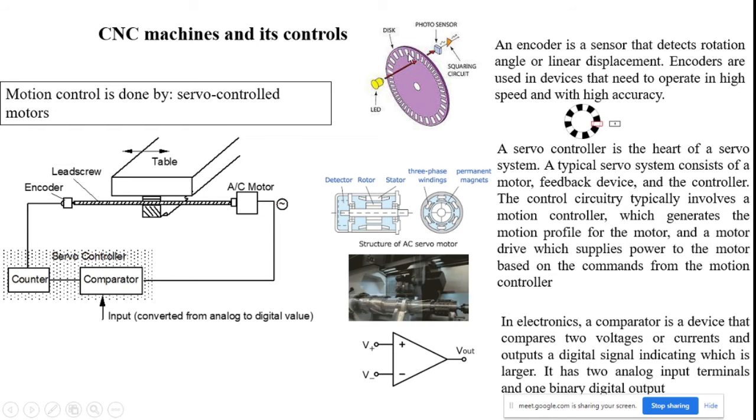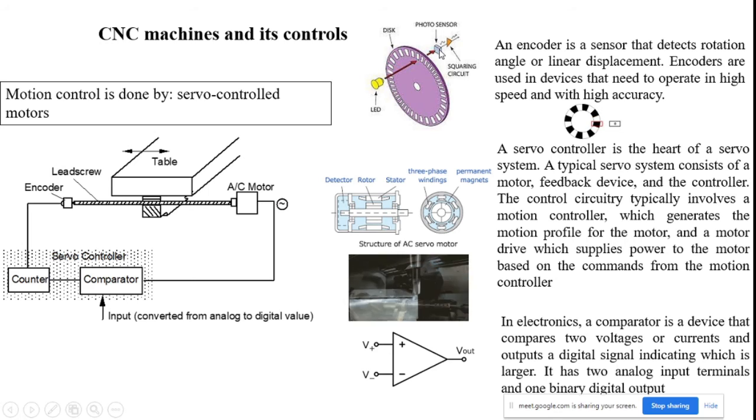In that there is a disc available, and then an LED light is available. On the back side of that, a photo sensor is also available. Behind that, a squaring circuit is available. Here what happens? The LED glows and emits light rays, which can pass through the rectangular holes. So the presence and absence of transmitted light happens on this disc. The light is transmitted through the hole.